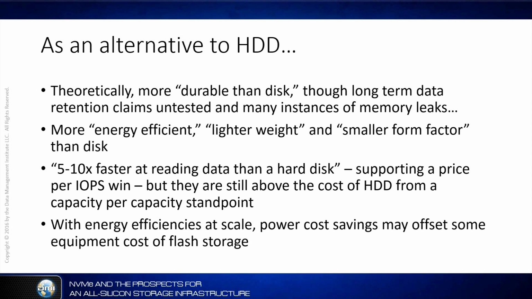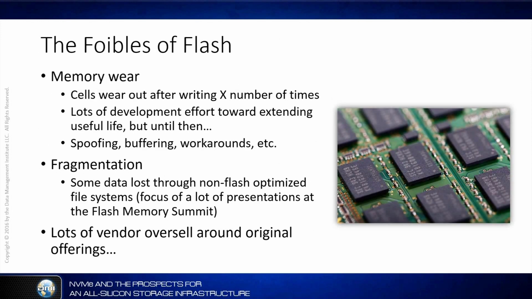However, at the end of the day, for those of us who don't have bottomless bank accounts, flash is still way above the cost of a hard disk from a capacity standpoint. So price per capacity, hard disk wins, but there are even some arguments to be made that at scale, the power cost savings that you're getting with flash will offset the price differentials between the components themselves. So it's worth a look. It has kind of an interesting matrix of costs and proposed benefits.